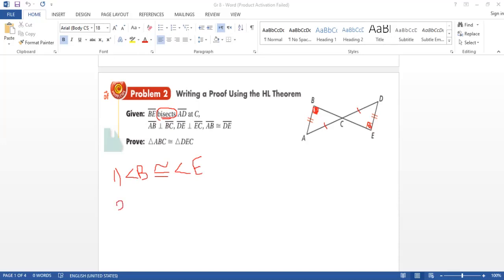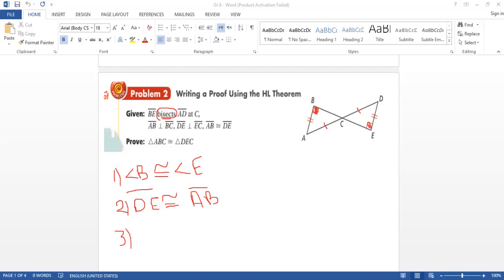Condition number 2. The side DE is congruent to the side AB. It's given. The side DE is congruent to the side AB. What about the third condition?